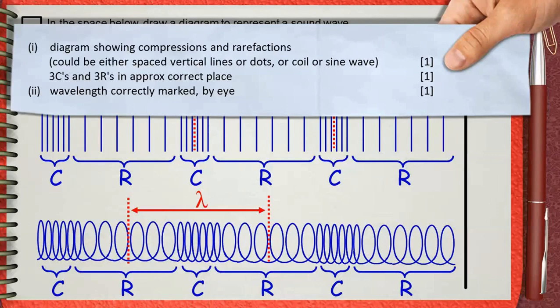You can see how the examiner will give you 3 marks. First mark, diagram showing compressions and rarefactions, or you must give some lines. Second mark, 3 C's and 3 R's in the approximately correct place. You must write C, C, C and R, R, R in the correct position, that means 1 mark. And then the third mark, wavelength correctly marked by eye.